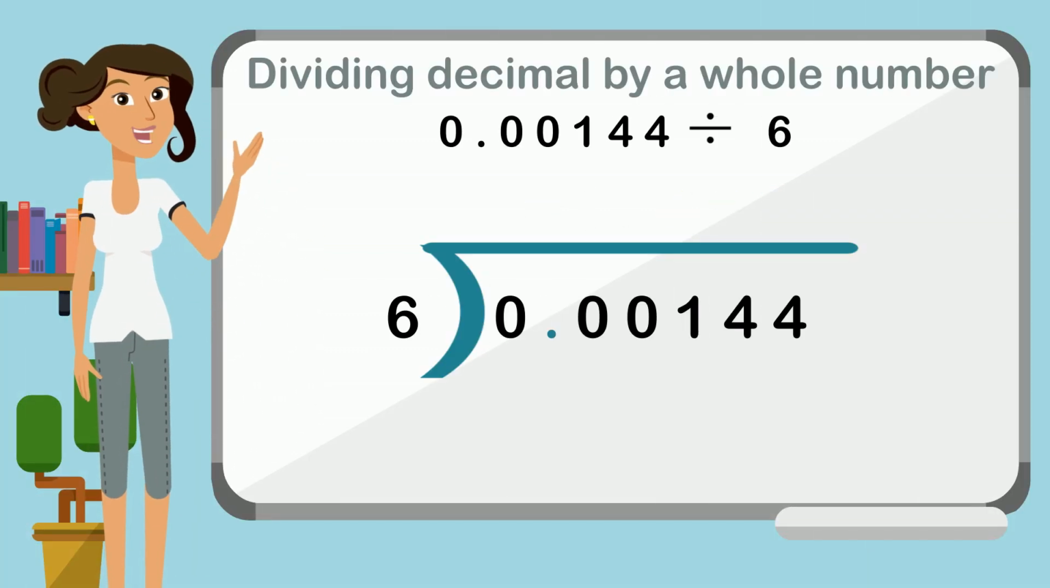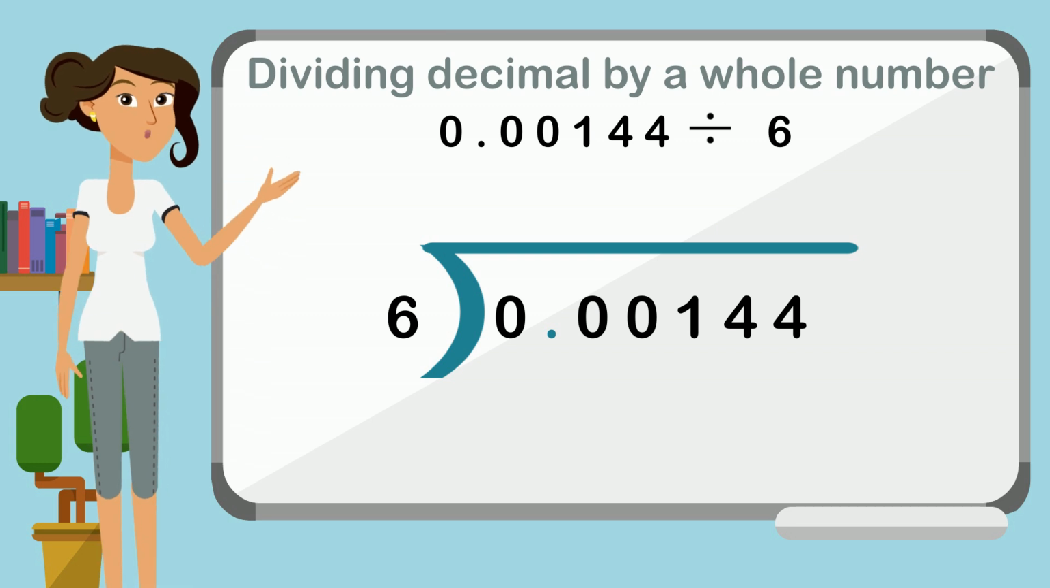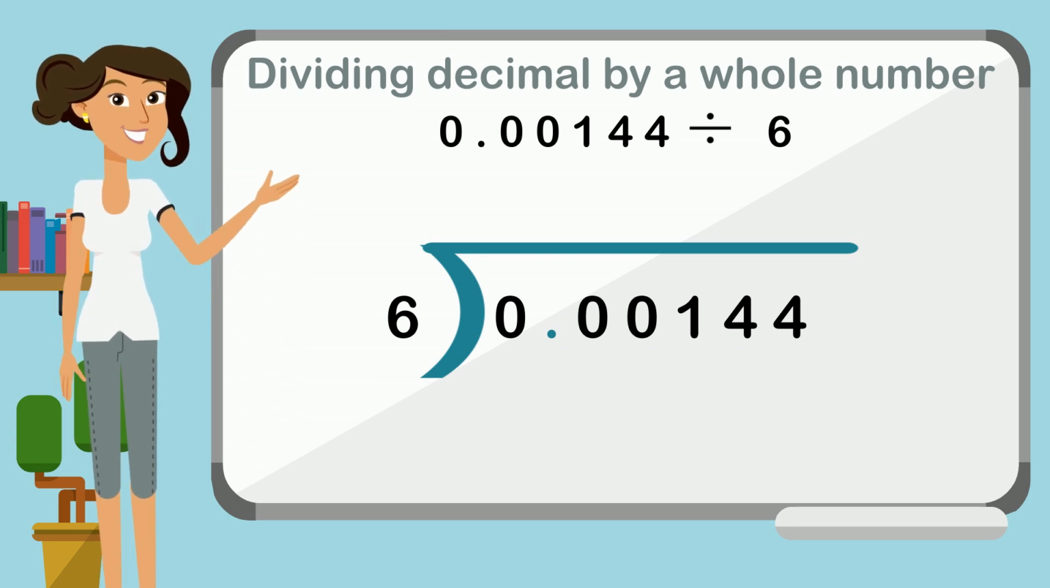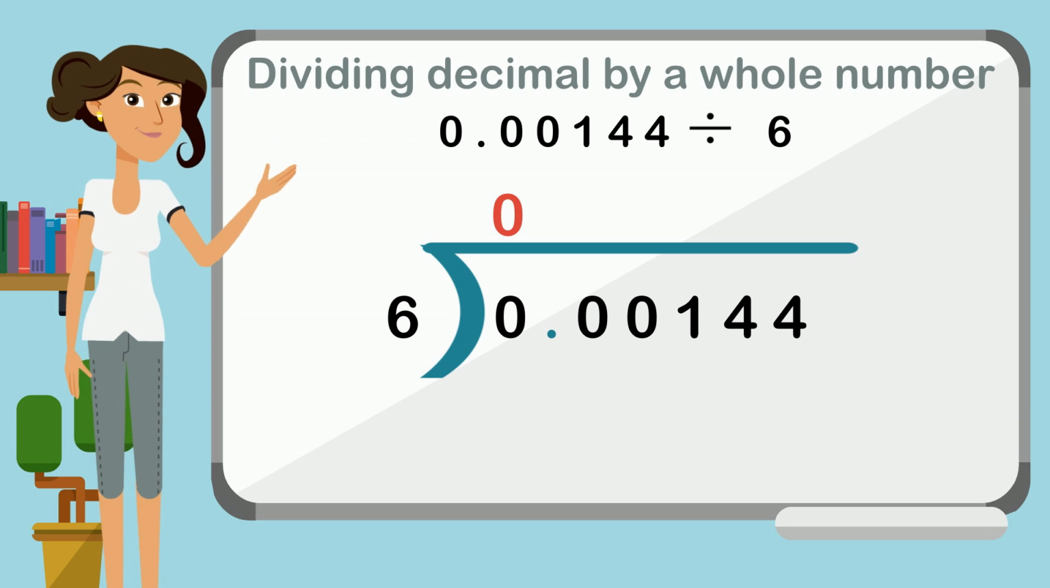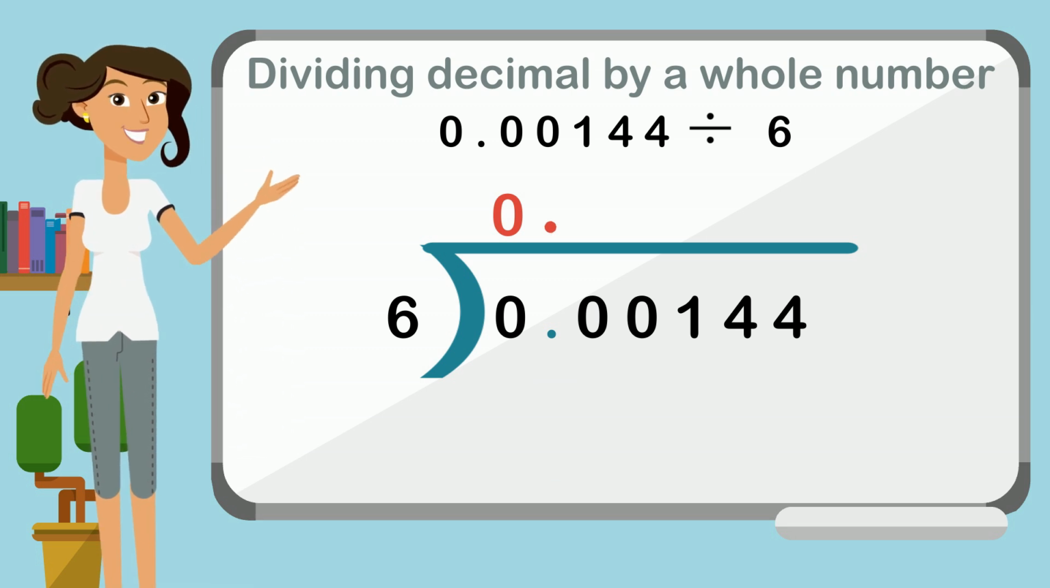Another example, 0.00144 divided by 6. It may look a bit strange with the leading zeros, but we handle it normally. How many 6 can fit in 0? Nothing, so we write 0. As we reach the decimal point, we place it in the answer.